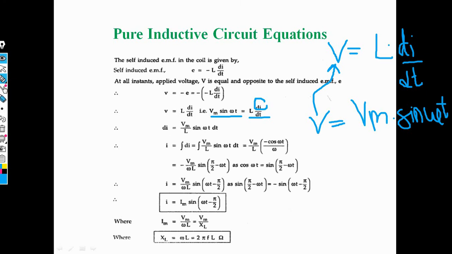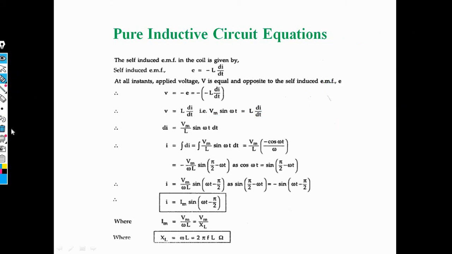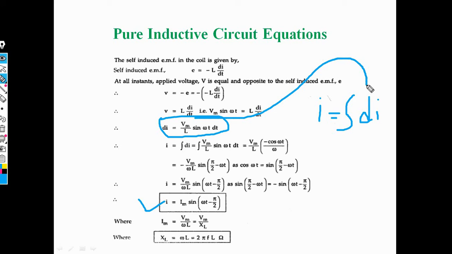Now in this equation we have to find the current I. We use integration, that is I = ∫di, and the value of di is put here. That is I = ∫(Vm/L) sin omega t dt. The integration of sin omega t is minus cos omega t upon omega.